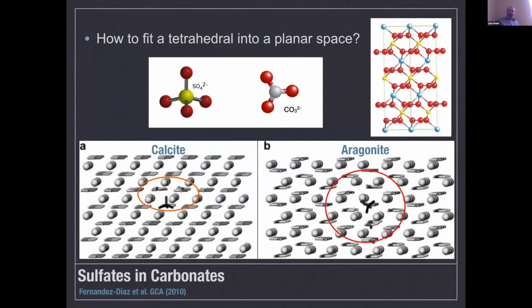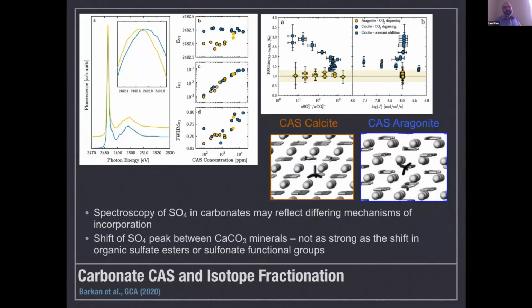So one question would be, maybe we could see some of this in our spectroscopy, looking at carbonate-associated sulfate in spectroscopy parts of things. And so this is actually a combined study that looked at both the spectroscopy as well as the isotope shifts that occur by trying to incorporate sulfate into calcium carbonate minerals by co-precipitation. Now, interestingly, there's a small shift here.